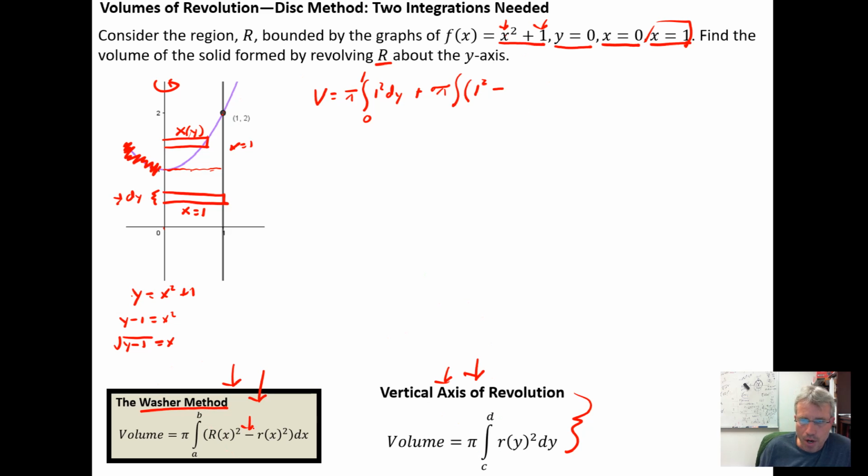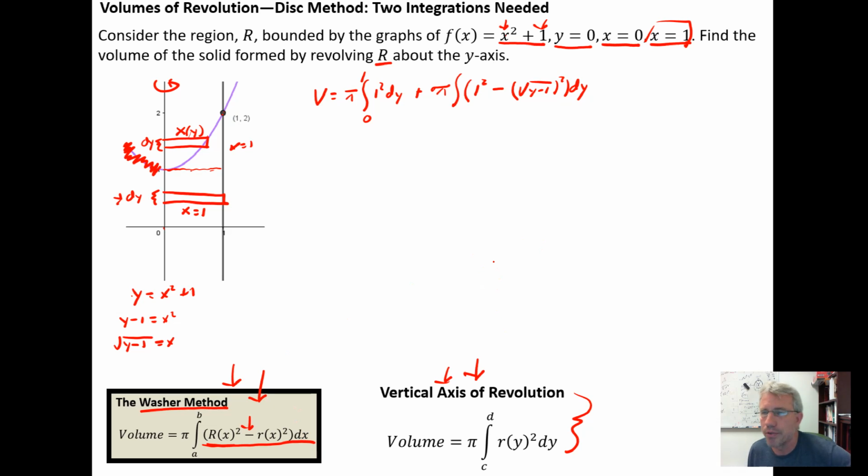So it's going to be, from the washer method, the large radius squared, which is 1, minus the square of the smaller radius, which is the square root of y minus 1 quantity squared, multiplied by not dx in this case because our slices are dy slices. So I'm going to be multiplying by dy. So the washer method, we developed it with respect to the x-axis, but recognize that the concepts are the same for the y-axis.